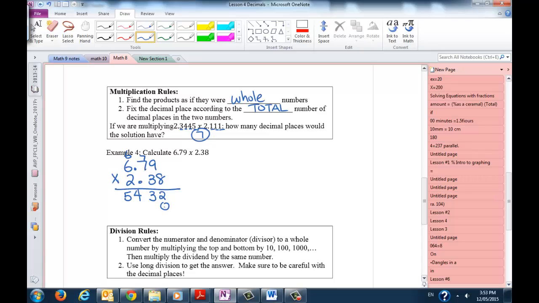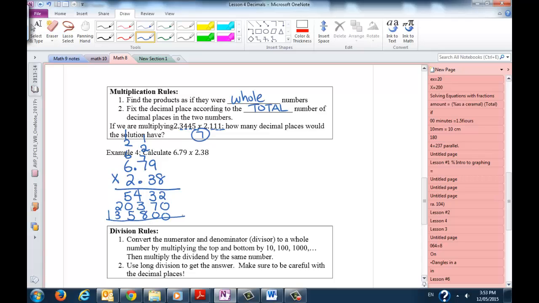Put my 0 in. 3 times 9 is 27. I'm carrying the 2. And 3 times 7 is 21, plus 2 is 23. And 3 times 6 is 18, plus 2 is 20. All right, last one now. I've got to put my 2 zeros in here. And I have 2 times 9 is 18. Carry my 1. 2 times 7 is 14, plus 1 is 15. Carry my 1 again. And 2 times 6 is 12, plus 1 is 13.